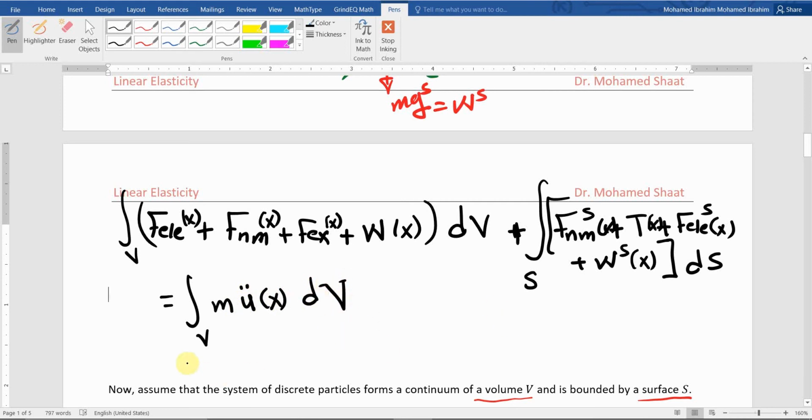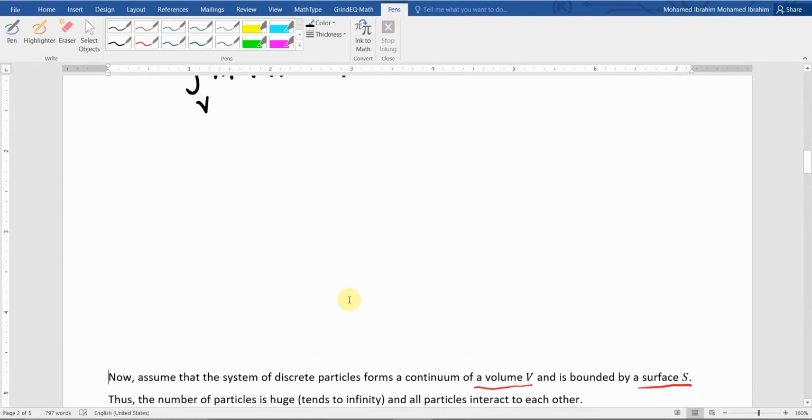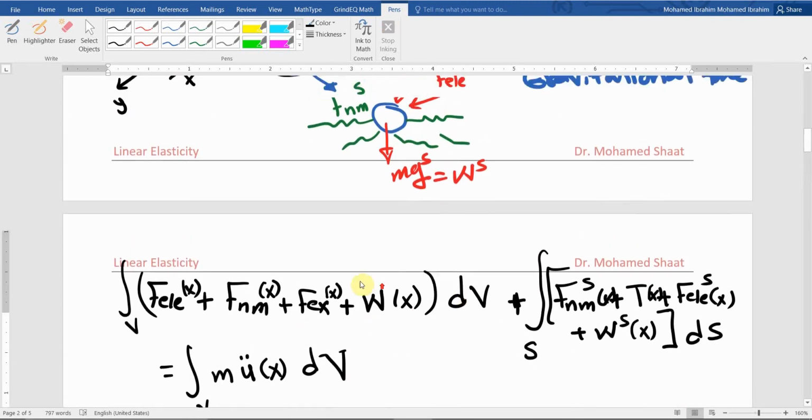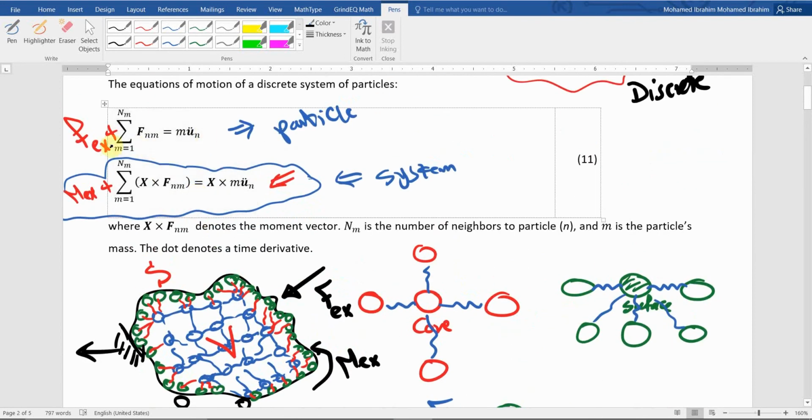So this is going to give us the first equation, but for a continuum. This is the first equation for a continuum. This one is the first equation for a discrete system of particles. Make sense? How about the second equation?